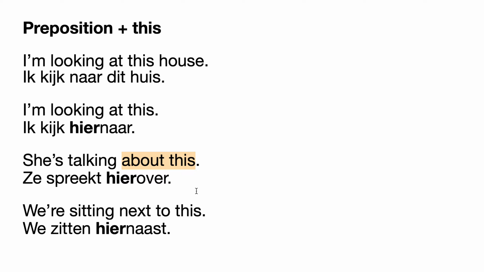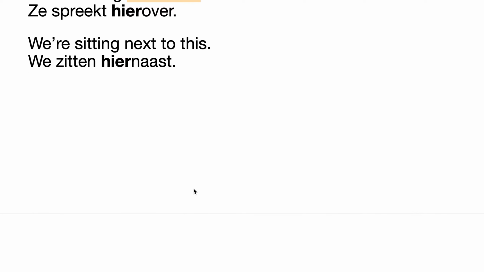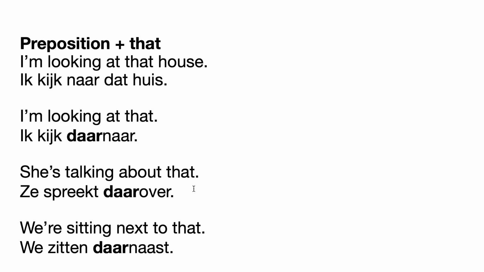Cool. Then let's take a look at preposition plus that. That is dat. So, ik kijk naar dat huis. I'm looking at that house. I'm looking at that. The that turns into a daar and is pasted to the preposition naar. She's talking about that. Ze spreekt daarover, about, over, that, pasted in front of the over. We're sitting next to that. Again, this that, but there instead of hier because you're referring to that, it's a daarnaast.